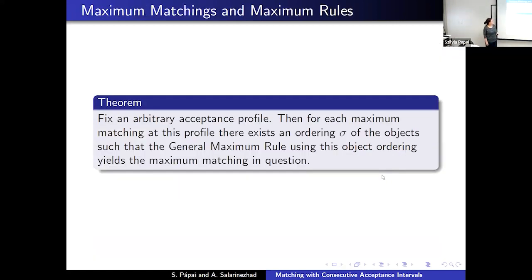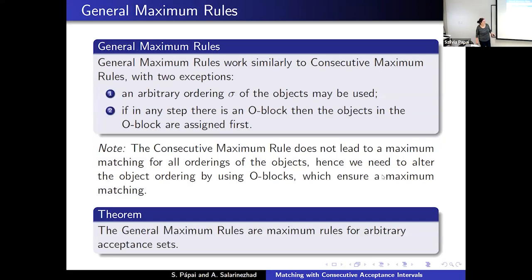And here is the theorem which tells us that this way we can find all maximum matchings. If we fix an arbitrary acceptance profile, then for each maximum matching at this profile, there exists an ordering of the objects such that the general maximum rule using this ordering of the objects yields the maximum matching in question.